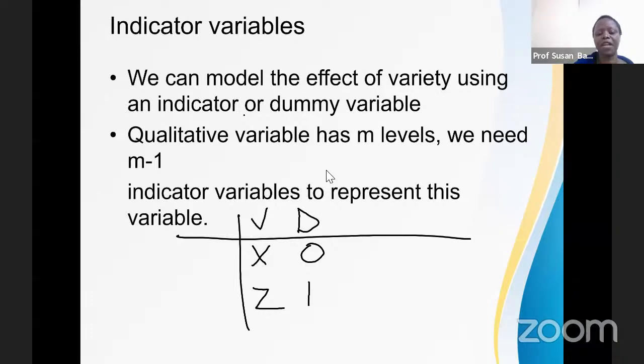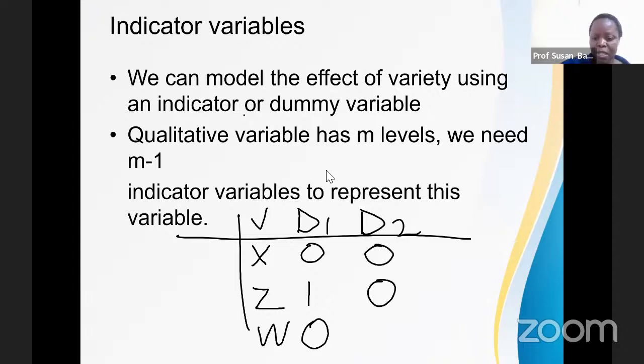Now, how about if the varieties were 3? So we have W. So that means we need 2 dummy variables. This is dummy variable number 1. Dummy variable number 1 says if variety is X, then the code should be 0. If variety is Z, then the code should be 1, or else if variety is W, the code is also 0. So the first dummy variable is representing Z. Then the second one, we are going to say if variety is X, still we'll give it 0. And if it is Z, we give it 0. And if it's W, we give it 1. Okay? So that's how we are going to create our dummy variables.